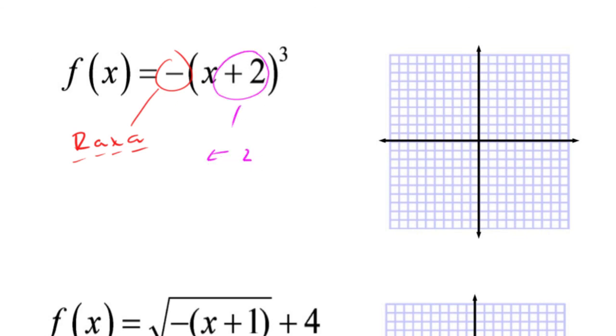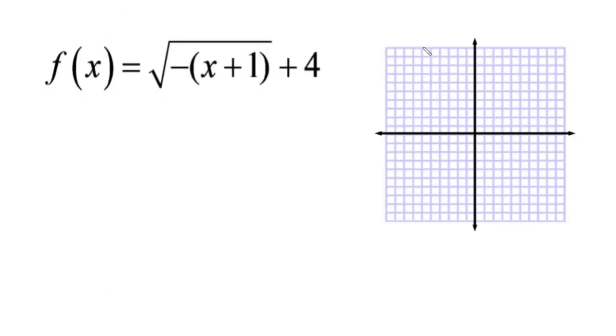And you can combine these. So here's the parent function. It's a cubed function, so it looks something like this. Our function is going to move left 2 and reflect over the x-axis. So left 2 and reflect over the x-axis. So it looks something like that. And finally, we're going to move this out here.